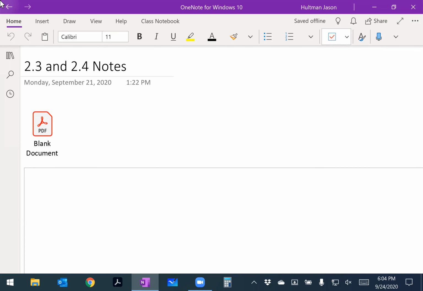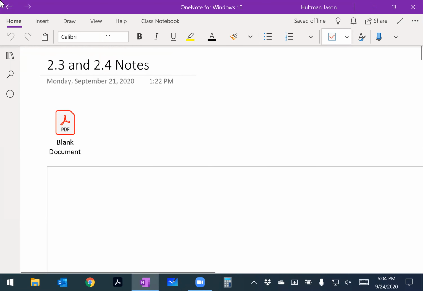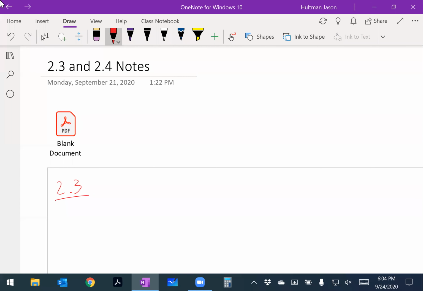Okay, let's go over 2.3 and 2.4 today. Okay, 2.3, derivatives of natural log. 2.3. Derivatives of natural logs. Okay, derivative of natural logs.